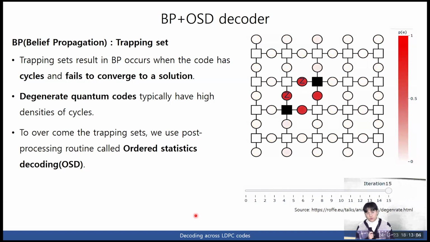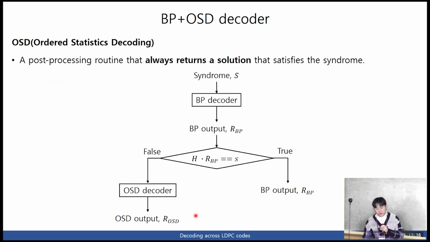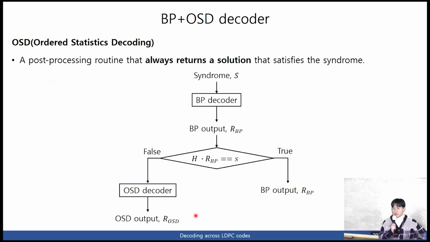So for QLDPC codes, we need a post-processing method called order statistics decoding, OSD in short. The OSD is a post-processing routine that always returns a solution. This is the overall process. We input the syndrome and we have a BP output. If the BP output is valid, we just use it. But if not, we use OSD to get a right solution.